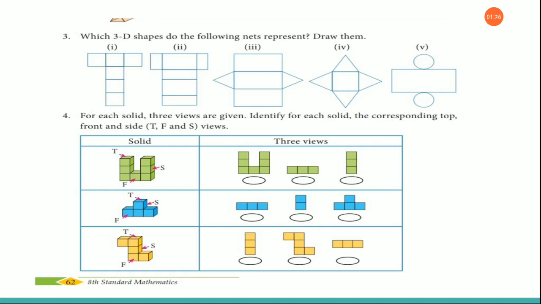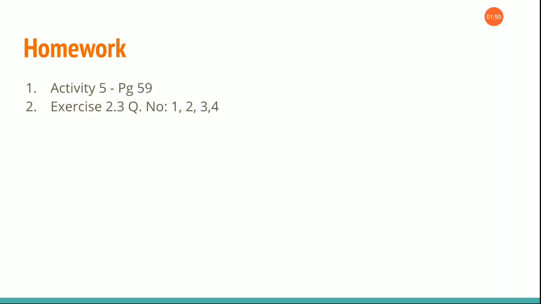Okay. Next, the fourth one. For each solid, 3 views are given. Identify for each solid the corresponding top, front and side view. So this is a solid given. And if you look at the top, what view will there be? If it is top view, put T. If it is front view, put F, and for side view, mark it as S. Clear, children? So this is the homework for today. Activity 5, you are going to draw on your mobile and send me. And then question numbers 1, 2, 3 and 4, all the 4 sums I have discussed. Question number 3 alone is going to be a little project. Okay? Thank you, children.